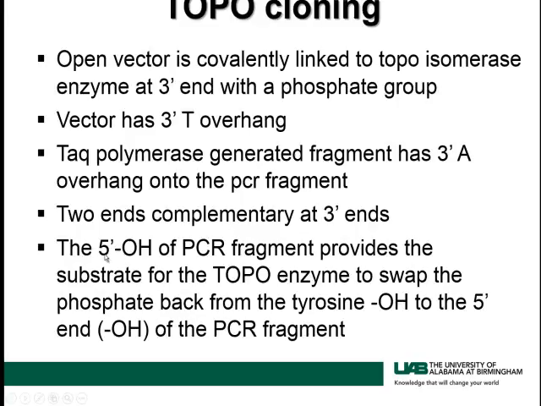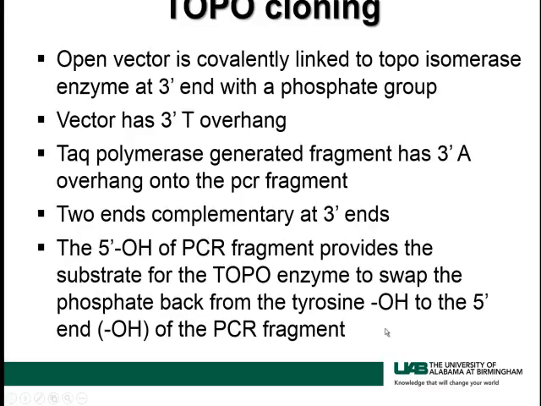The 5' OH of the PCR fragment then, so remember, PCR fragments are not phosphorylated, okay? So the 5' free OH group is going to be used as a substrate for the topoisomerase, which can provide the phosphate that it binds to through the hydroxyl group on the tyrosine side chain. So the 5' OH of the PCR fragment provides the other substrate for the topo enzyme to swap the phosphate back from the tyrosine OH to the 5' end of the PCR fragment.